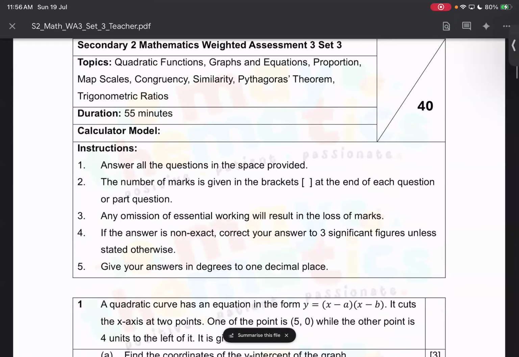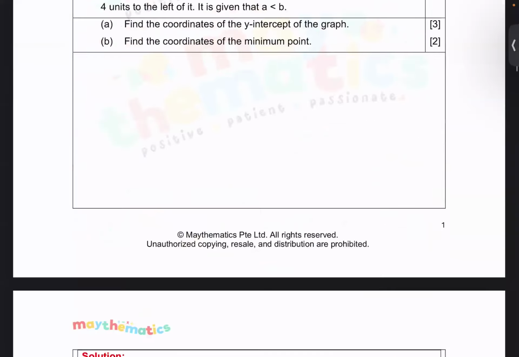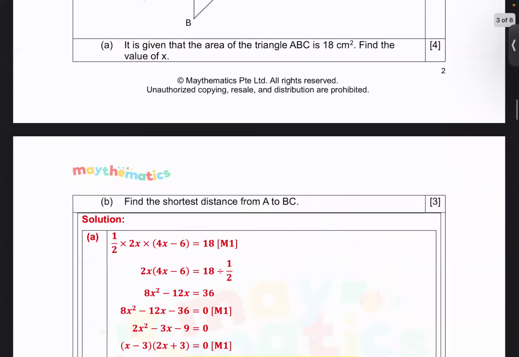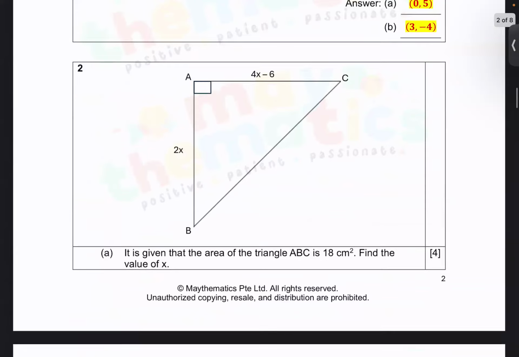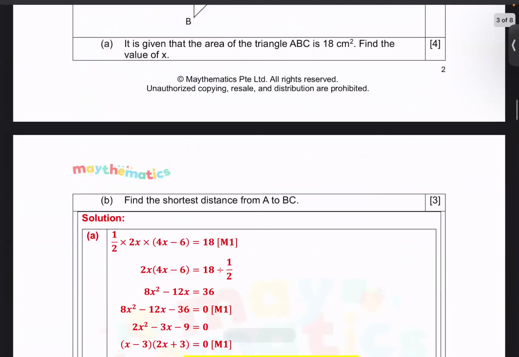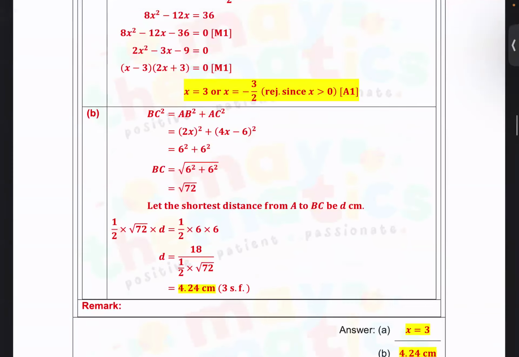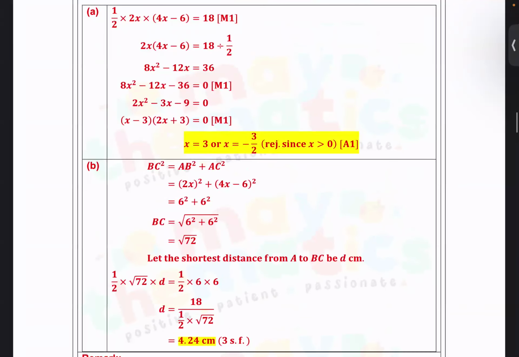Quadratic functions not tested, right? Like this one. And then Pythagoras tested. This one can do? Question 2? Oh, do you get like 3 and minus 3 over 2? Question 2. Yeah. 2A.